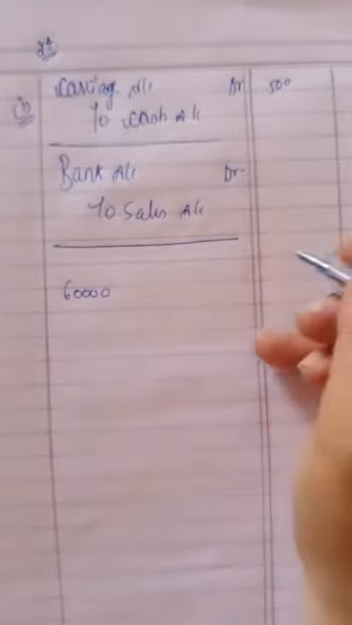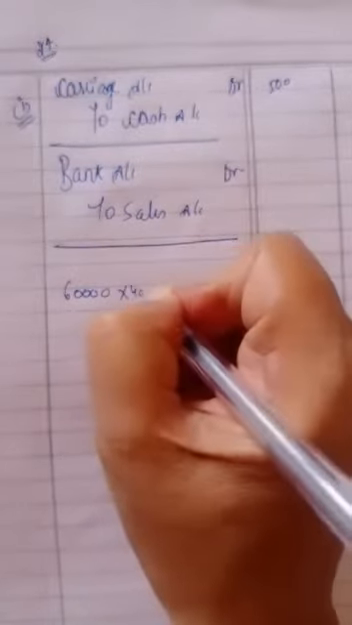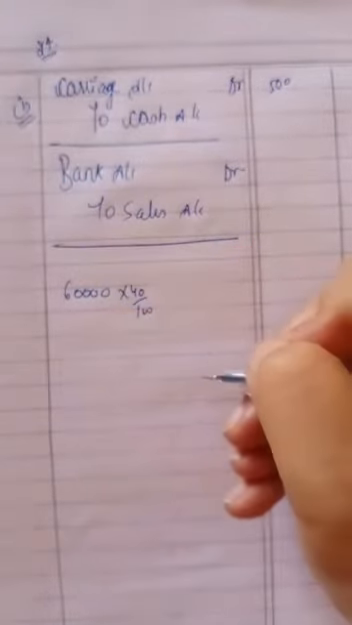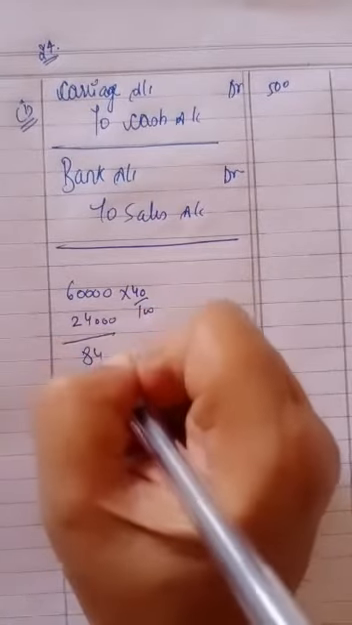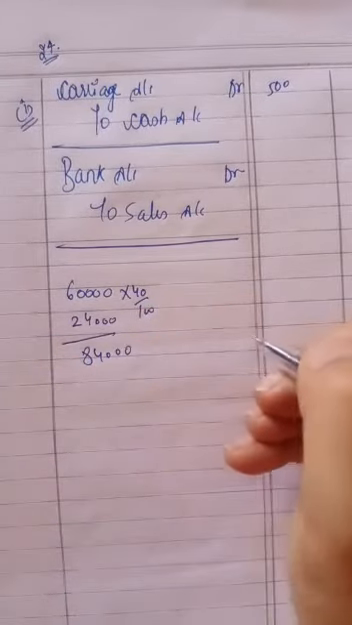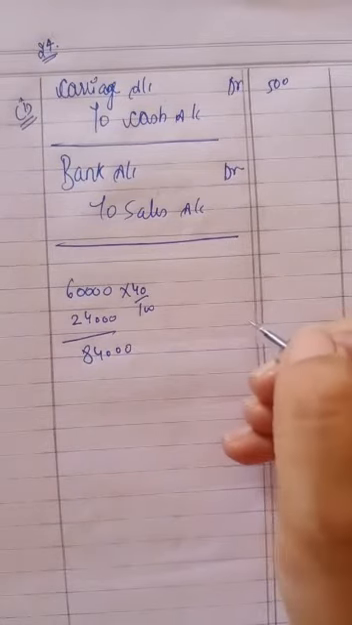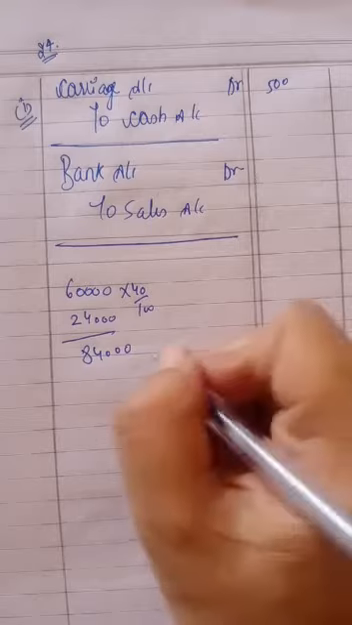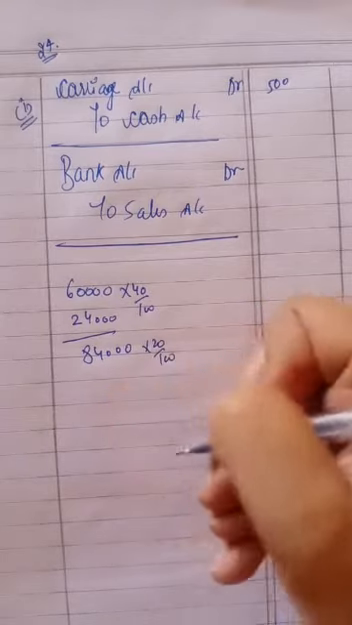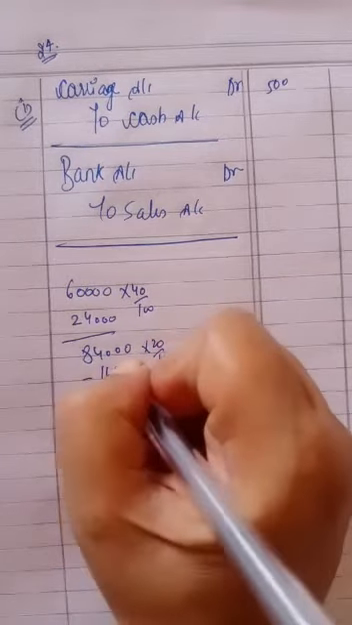Now we have to find out the amount. 60,000 was the cost, 40% profit. 40% of 60,000 is 24,000. So total sale we have made for rupees 84,000, and 20% trade discount. 20% will be the trade discount.